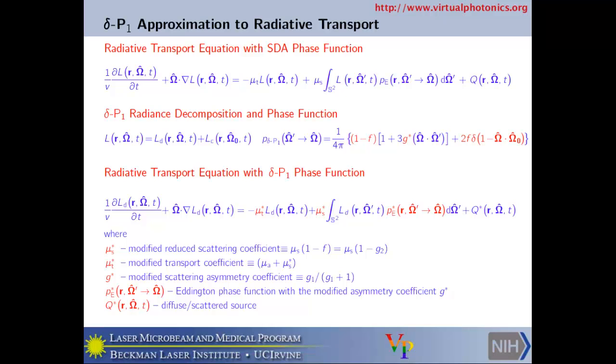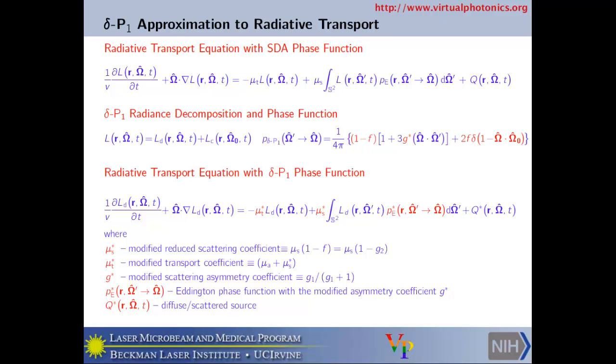Mu t star is a modified transport coefficient. Instead of mu a plus mu s prime, you get mu a plus mu s star. And g star is a modified single scattering asymmetry or anisotropy term. It's related to the first moment through this. And then this Pe star is a modified Eddington phase function, and Q star is your diffuse source, or the scattered source. Not this, actually, we've taken away the collimated source. So if you solve this equation and add on the collimated source, then you'll recover the full radiance. Okay? Any questions about this?